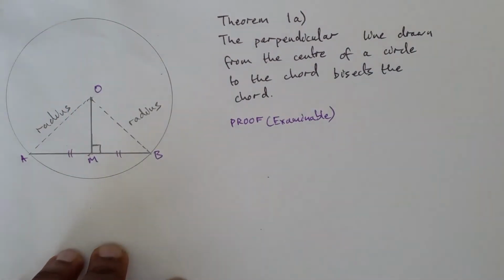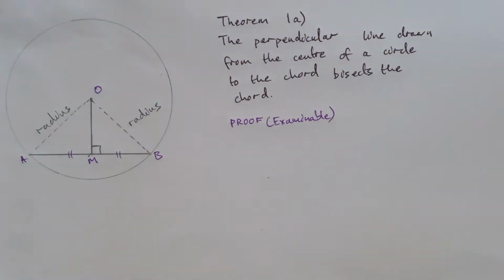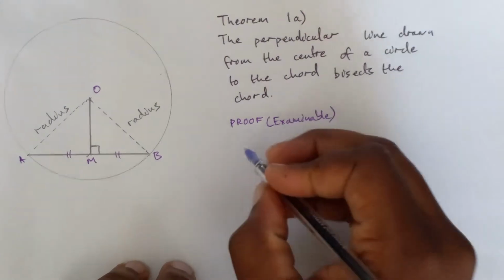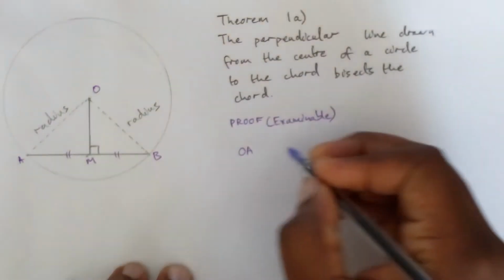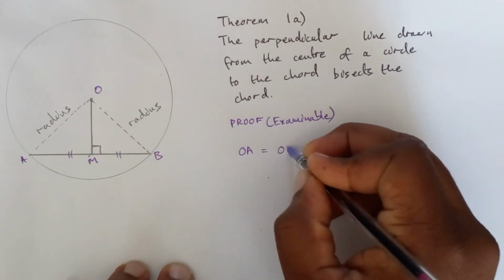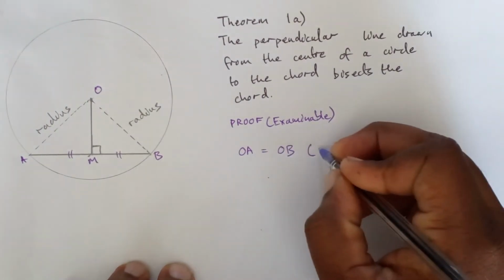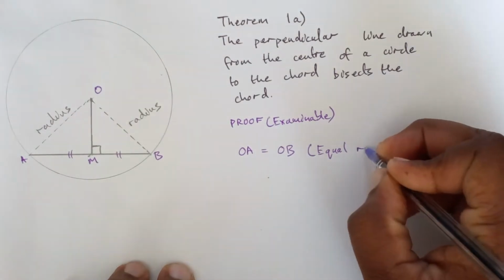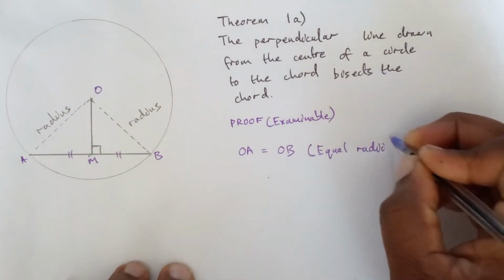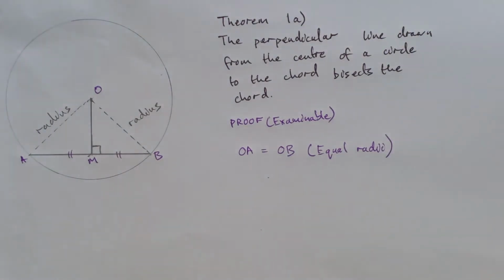Okay, now what do we know about the circle? What we know about the circle is that the radius is always the same, it never changes. So if the radius is always the same and never changes, what does that mean? Well, that means that OA, which is this line there, is the same length as OB. Okay, and the reason for that is just what you said already. These are equal radii.